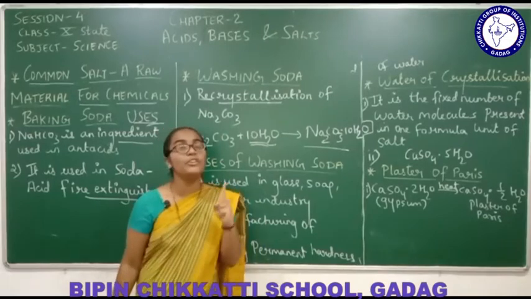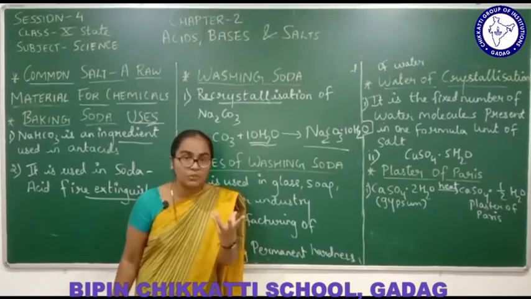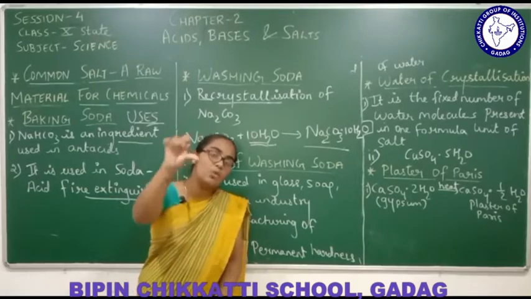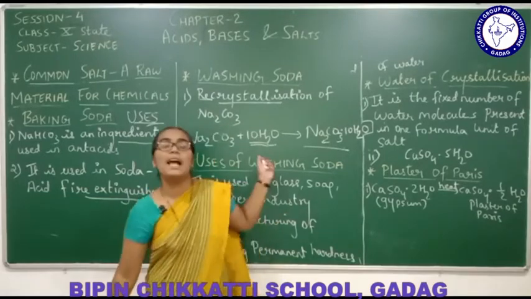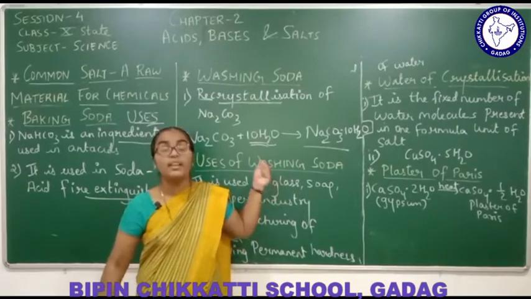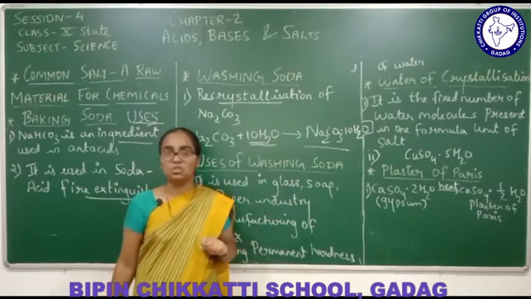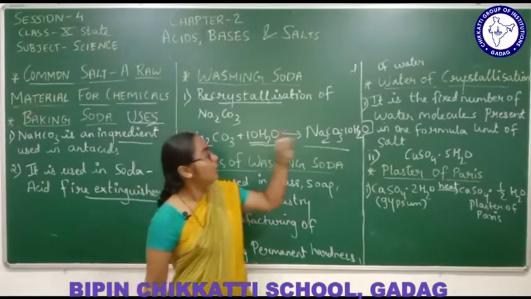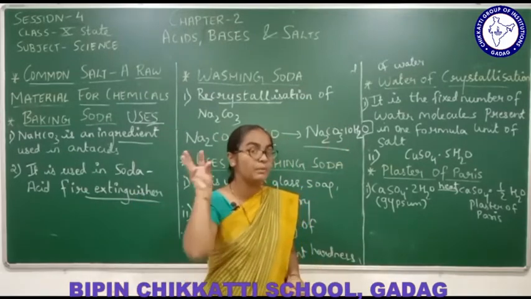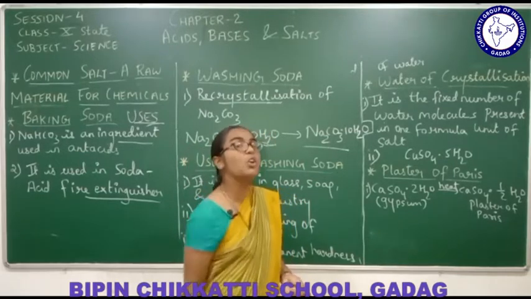In one formula unit of salt, a fixed number of water molecules has to be added over here. Now if I add 10 molecules of water over there, at that time you will get washing soda. Similarly, water of crystallization is nothing but a fixed number of water molecules present in one formula unit of salt, right?